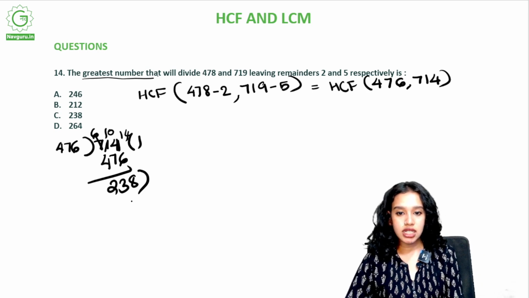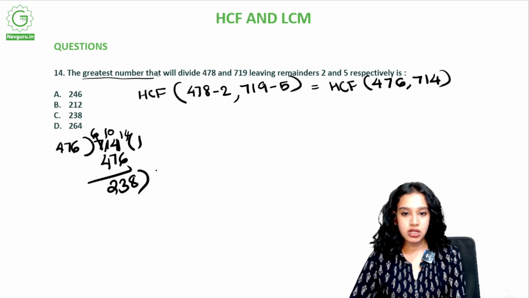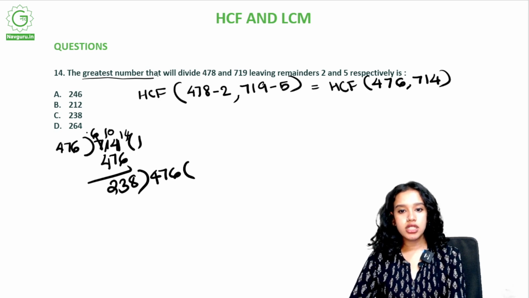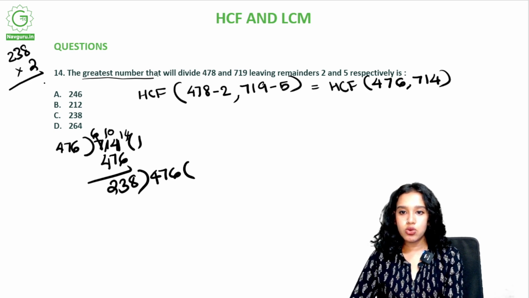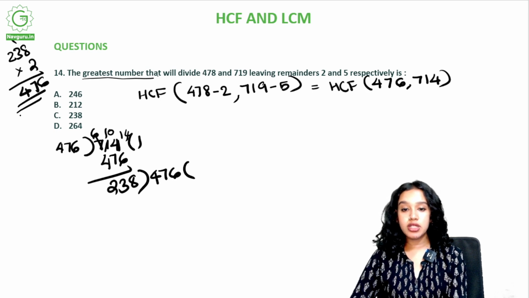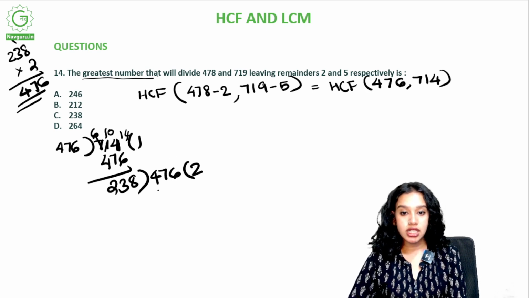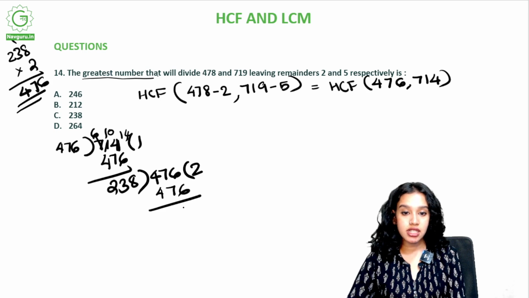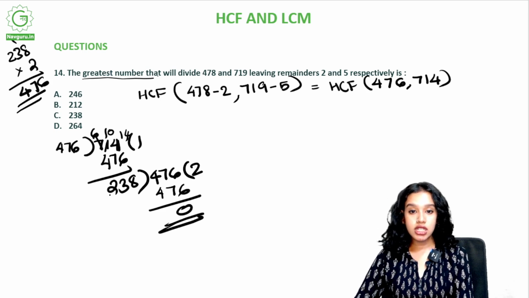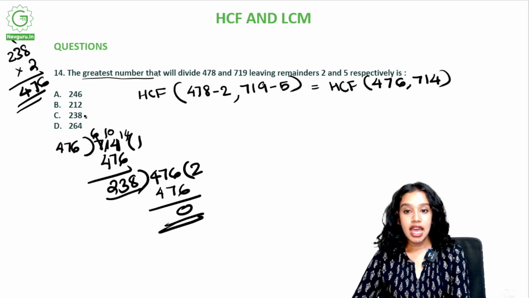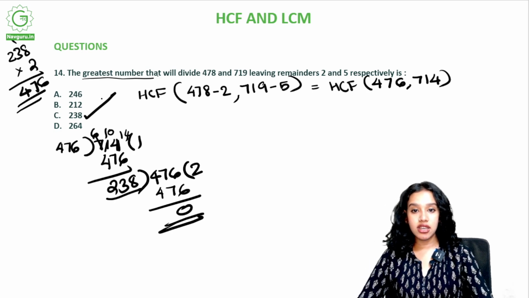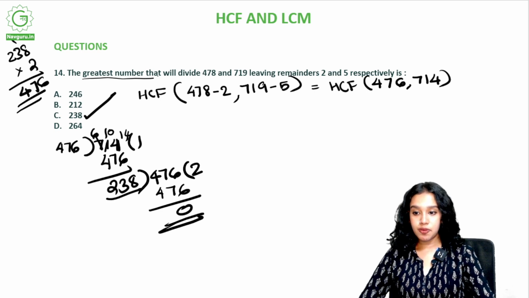Now we have 238 outside and we'll take 476 inside. We have 476. Now, what is 238 into 2? We have 8 2s is 16, 2 3s is 6 and 7, 2 2s are 4. Here we got 476. So 2 times 238 is 476 and 0 as the remainder. So what is the number which gives us 0 as the remainder? That is 238, and 238 is the HCF of these two numbers.